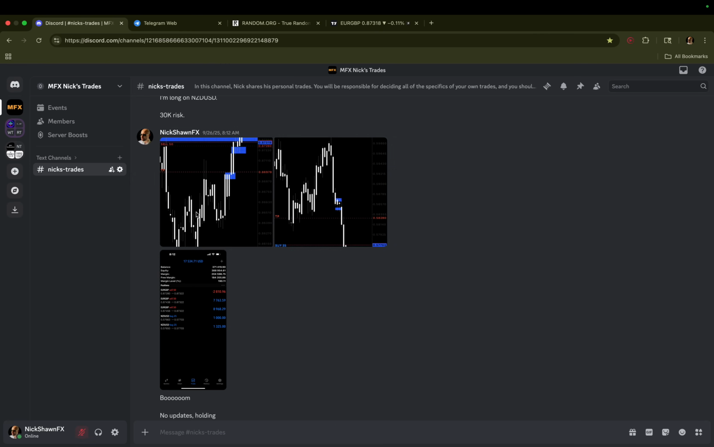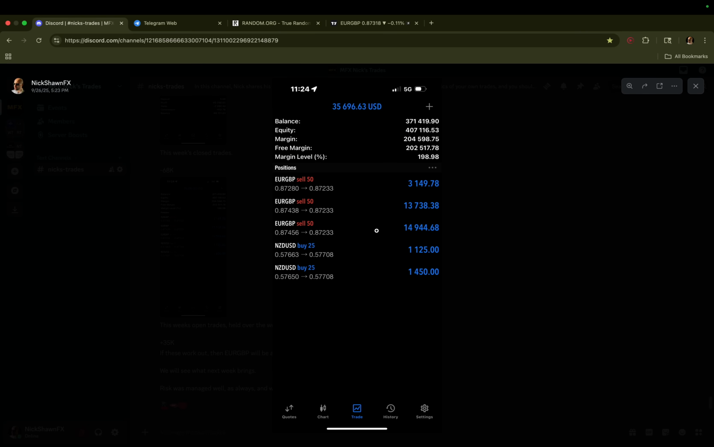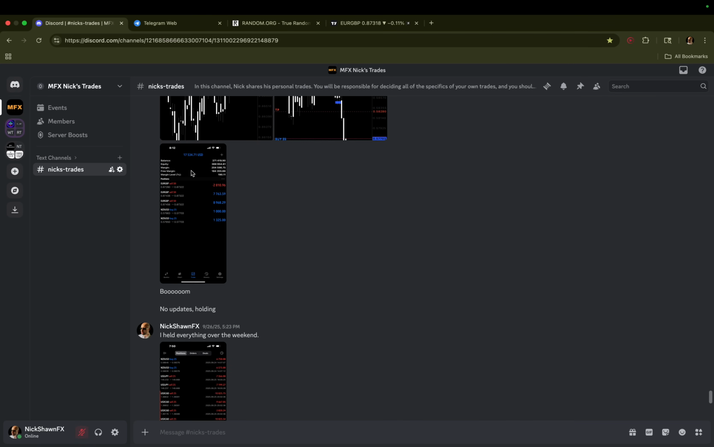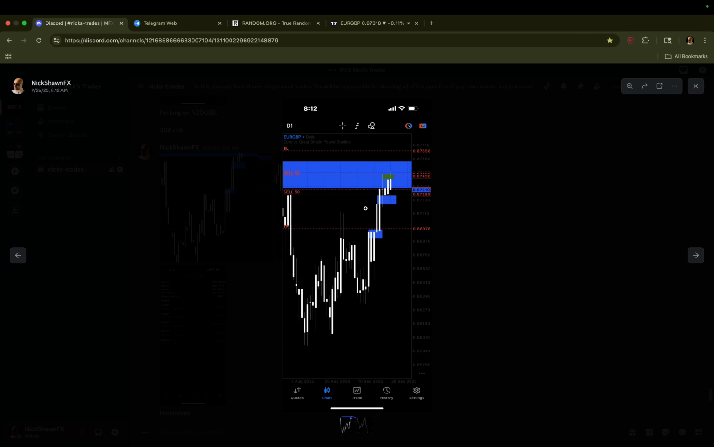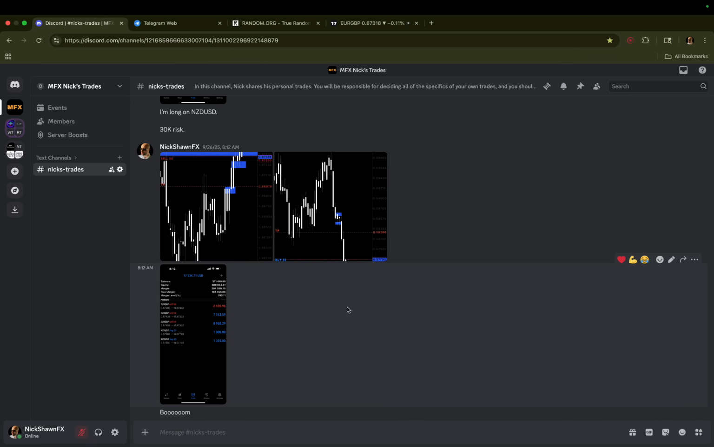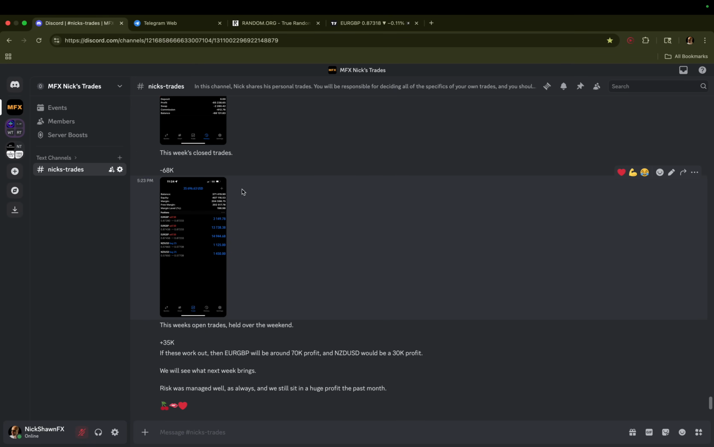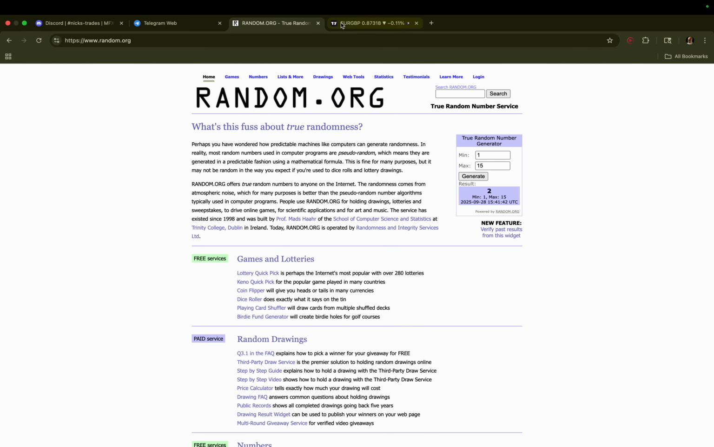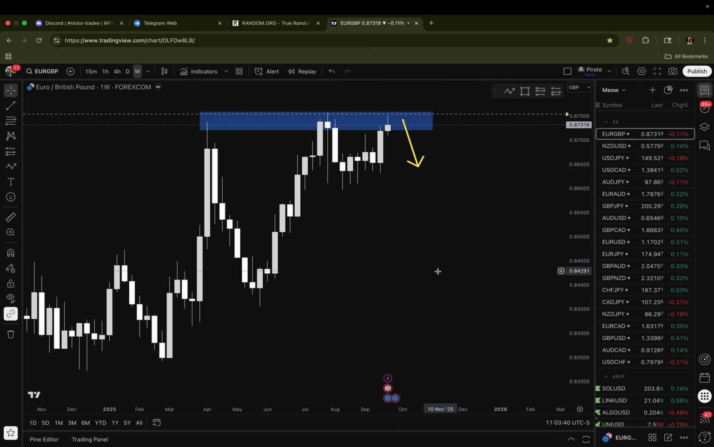And then lo and behold now, check it out. Almost all this profit so far is just from Euro GBP, $35,000, and this is barely halfway to the profit target. If this thing goes to the profit target, honestly, this is probably going to be more than $70,000 of profit. We're going to see exactly where it goes. So that's Euro GBP. I sold at resistance.